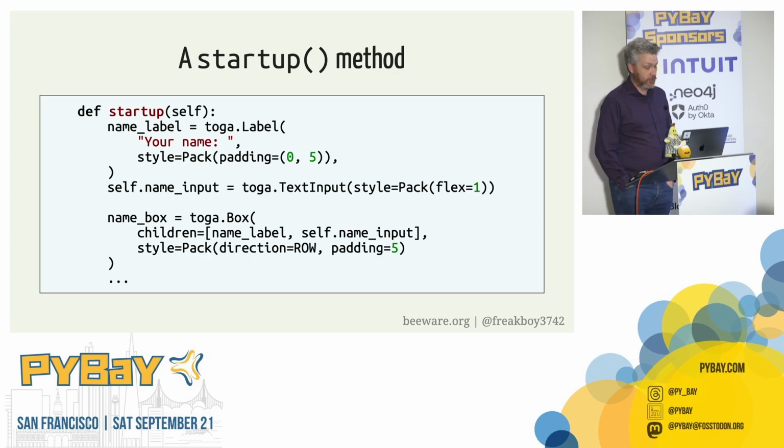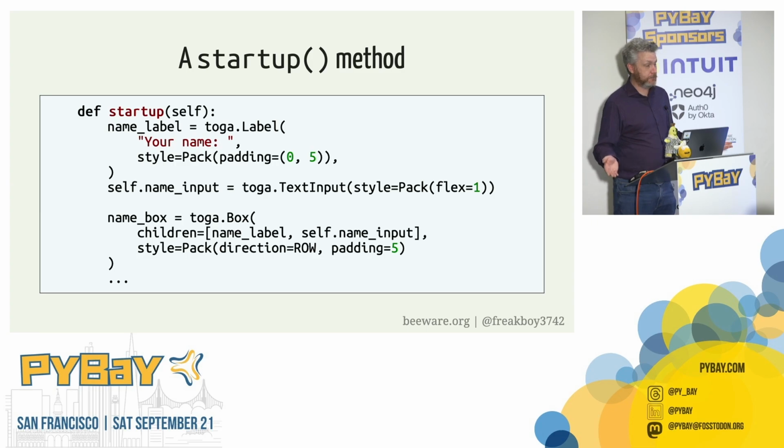Toga lets you set the style of each widget using a subset of CSS called Pack. So we tell Toga that we want this widget to have some padding, and the format is the same as it would be for a CSS padding definition. Then we'll define a text input so we can get some information from the user. Again, we'll give it a little bit of style. We'll mark the text input as flexible.